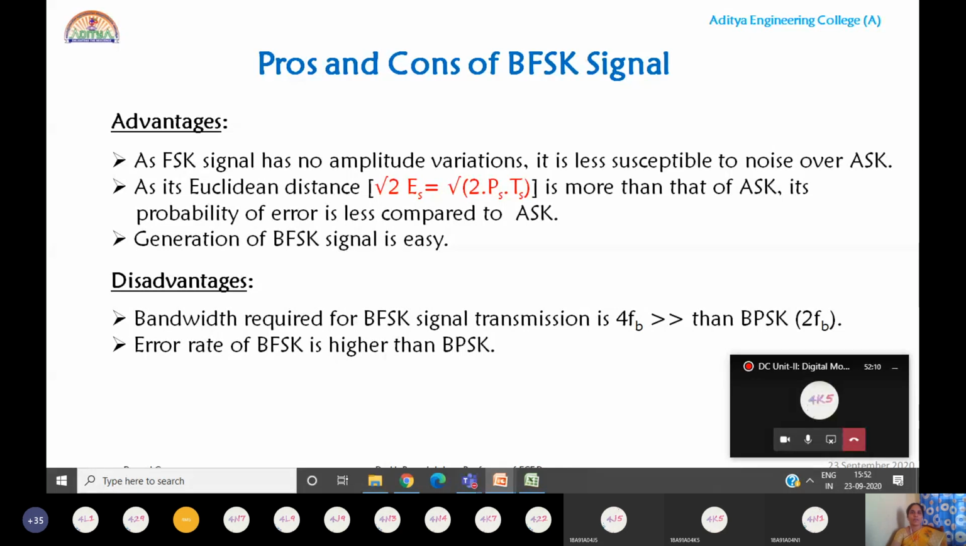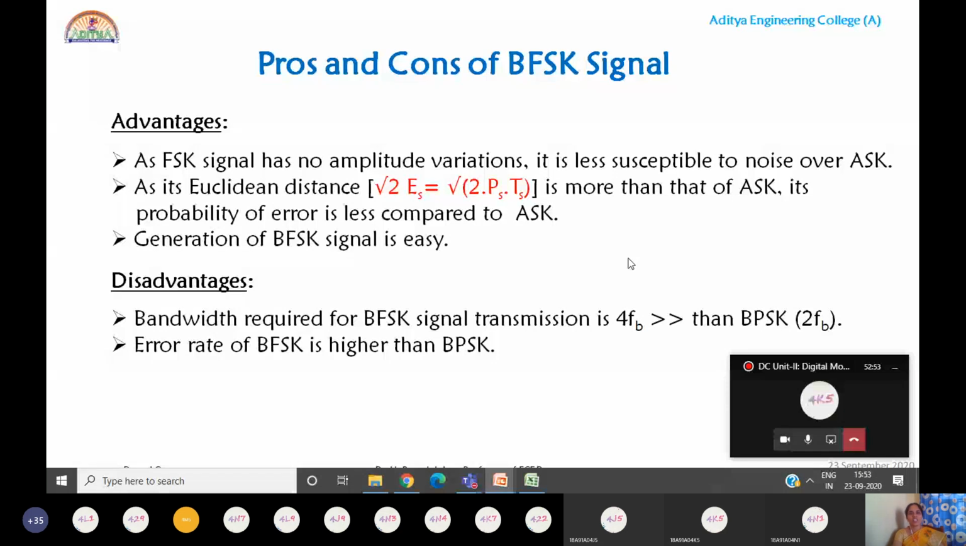Regarding bandwidth, the minimum bandwidth of BFSK signal is 4 Fb. So that's why it is twice the amount needed for BPSK. It's a bandwidth inefficient system, because you need 4 times the bandwidth, you need 4 Fb bandwidth to transmit the signal. So it's a very high amount. In terms of bandwidth, BFSK signal has a drawback: it needs a large amount of bandwidth for signal transmission, twice the amount needed for BPSK or BASK.